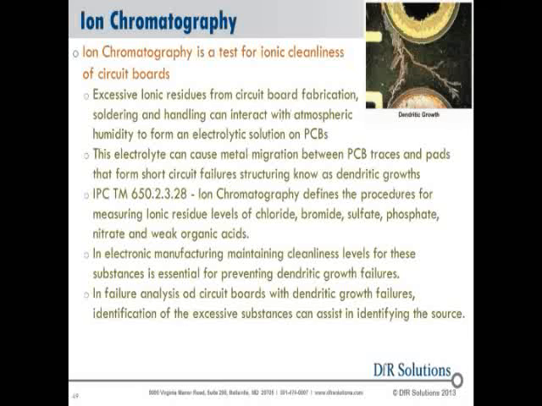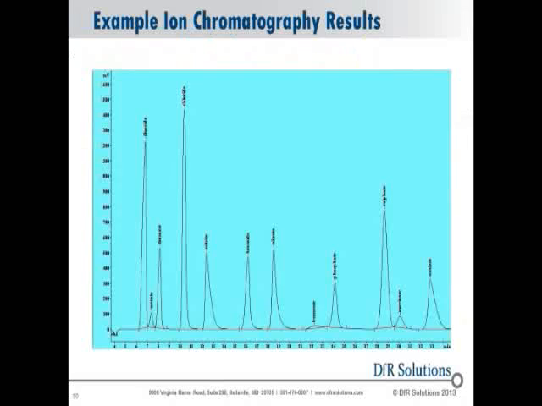And again, there's an IPC Test Method 650 that defines this procedure for measuring these potentially risky residues to make sure in the manufacturing process that you have the appropriate cleanliness level. In a failure analysis environment, we will be looking at these to see which of these compounds is excessive, which will give us an idea of what we have to look for in the manufacturing process to track down its source. And this gives you an idea of what these ion chromatography outputs look like, where they give you peaks relative to the degree of contamination found in a circuit board.